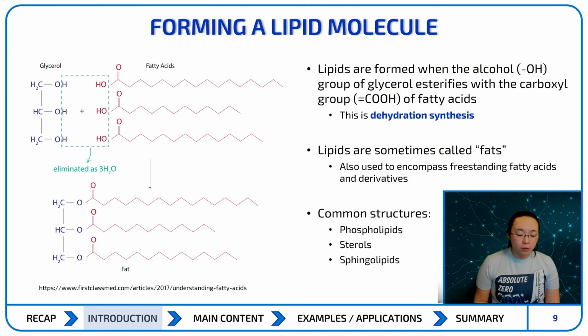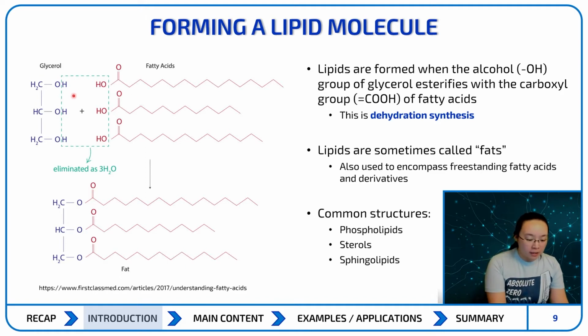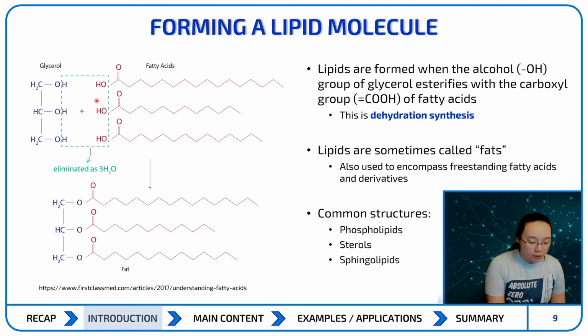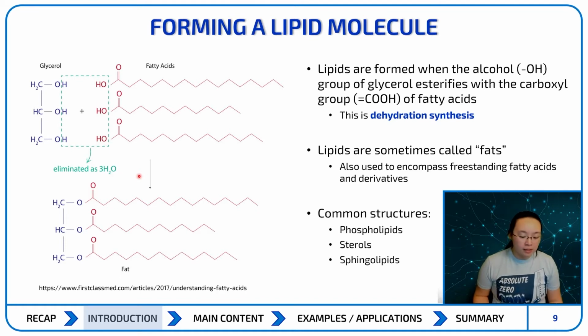So how do we form a lipid molecule? Lipids are going to be formed when the alcohol group of glycerol and the carboxyl group of your fatty acids esterify together. So it's going to go through a dehydration synthesis, and then you end up with a true lipid. A lipid cell is usually called a fat cell.